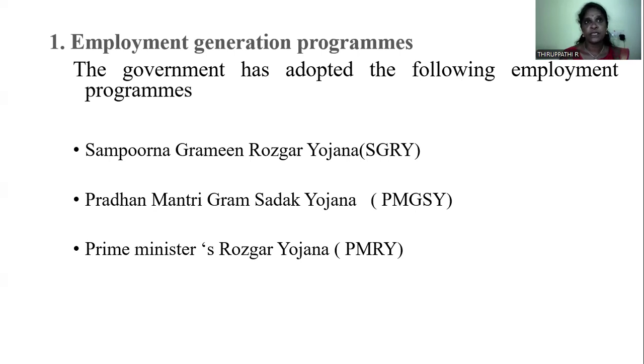This program was started in the year 1993. The aim of the program is to provide self-employment opportunities to educated unemployed youth. The aim is to raise the family income of educated unemployed youth up to 40,000 per annum in both rural and urban areas.